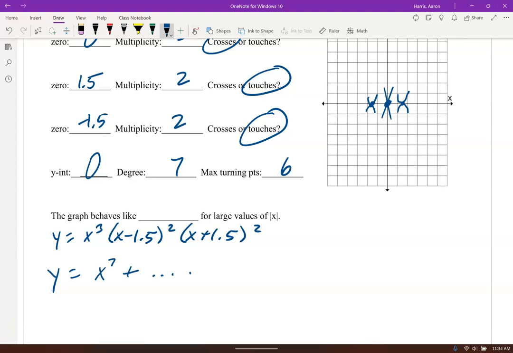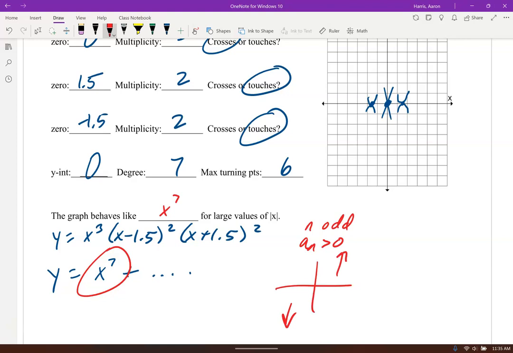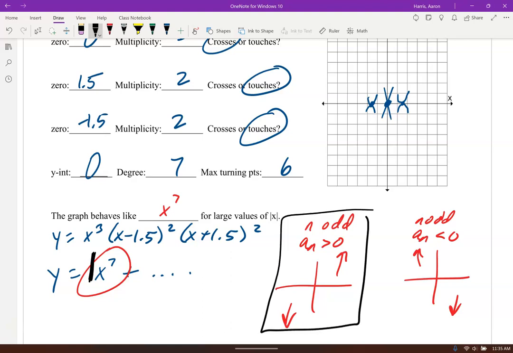And how does it behave for large powers of x? It behaves like that first term, x to the 7th. So the degree is odd, n is odd. So if the leading coefficient is positive, it's kind of like x cubed. It'll go down to the left, up to the right. Whereas if the degree is odd, but the leading coefficient's negative, it'll flip that over: up to the left, down to the right. Well, in this case, our leading coefficient is 1. It's positive. So we're in this scenario. We're down to the left, up to the right.